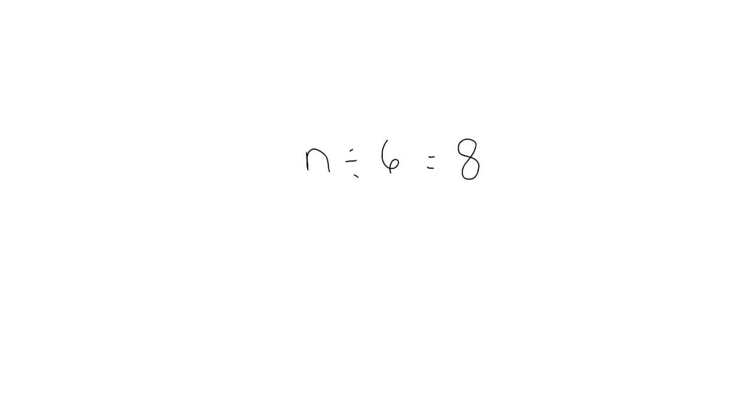Right here we have n divided by 6 equals 8. Remember what I said? Whenever you see an operation, this is division, you can use its inverse to solve. So n divided by 6 equals 8 is the same as 8 times 6 equals, well, if you know your timetables, you know this would be 48. That's straightforward. There's nothing you can do but know your timetables when it comes to this.